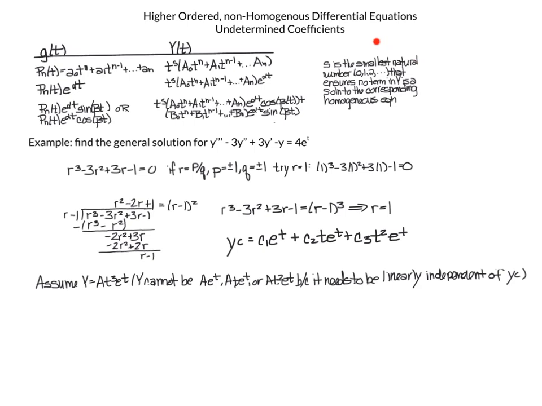And remember, because of this footnote here, that y cannot be a e to the t, at e to the t, or at squared e to the t, because it needs to be linearly independent of yc. In other words, here, s is the smallest natural number that ensures no term in y, there's only one term, is a solution to the corresponding homogeneous equation.